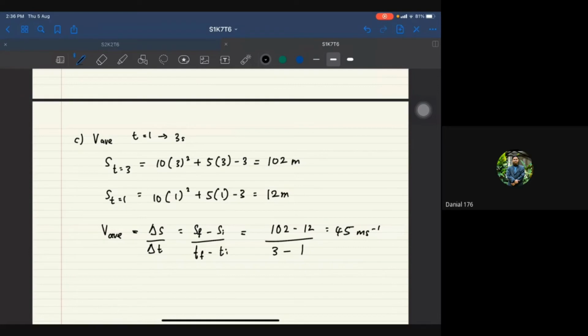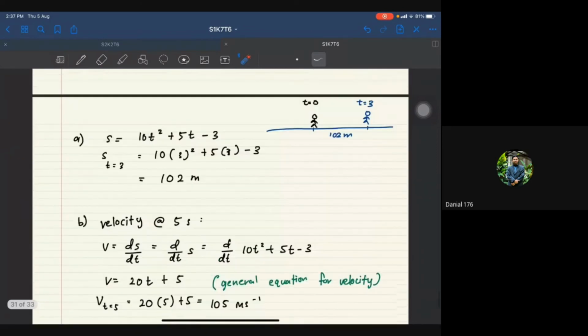Okay, so common mistake student would be is that dia terlupa nak kira initial punya displacement. So they assume that this one is 0 ataupun the times is 0. Students dia suka nak assume sebab dia cepat kot. So dia terassume yang tu 0 tapi sebenarnya tak. So be careful with that. Okay, C settle, now D.